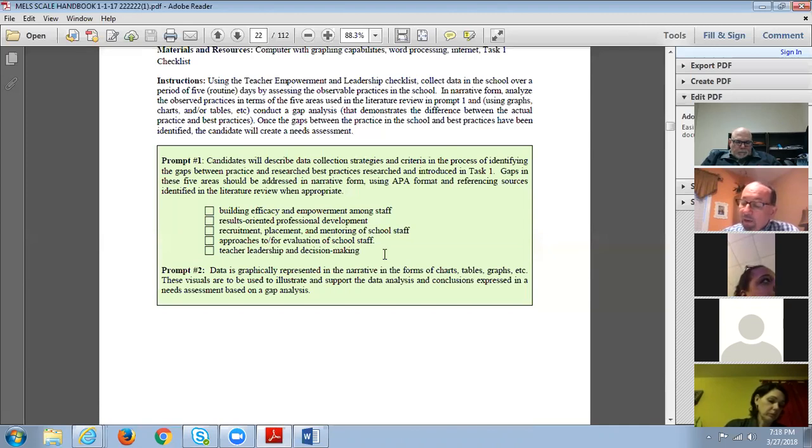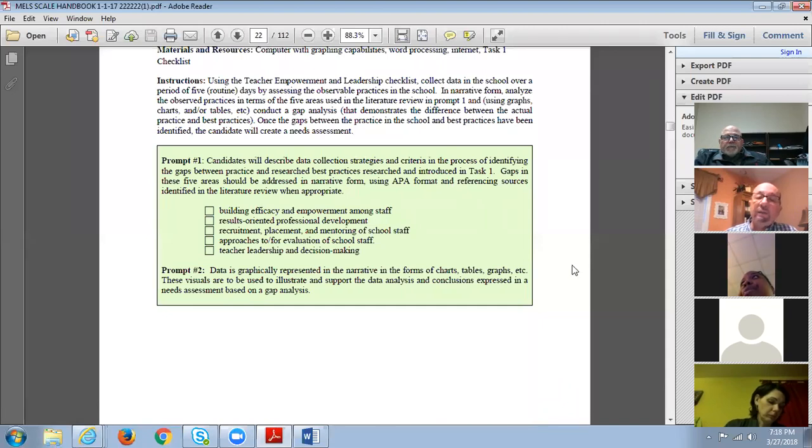You're to provide a narrative for each, but this time you're discussing the identified gaps or the needs. You know, the research says this, but when you look at the data, when you do the walkthroughs, when you talk with administration, what is actually happening? What does it look like in your school as it relates to building efficacy and empowering among staff? What does it look like when it comes to results-oriented professional development? What does it actually look like with recruitment, placement, and mentoring of school staff? What does it look like with approaches for evaluation of school staff? And then finally, what does it look like with teacher leadership and decision making?